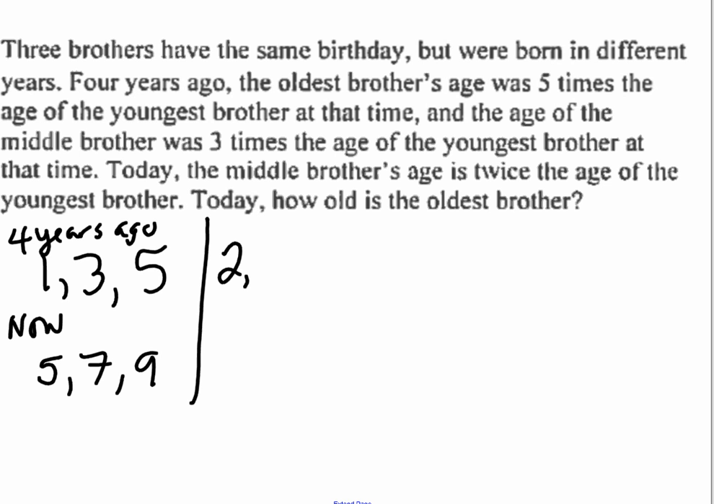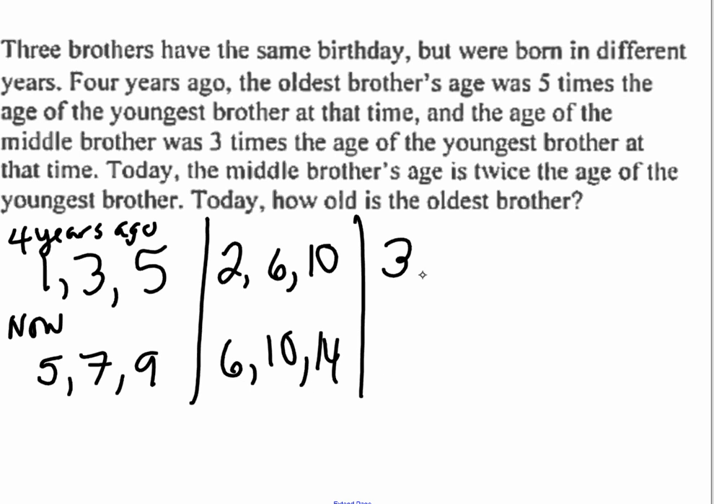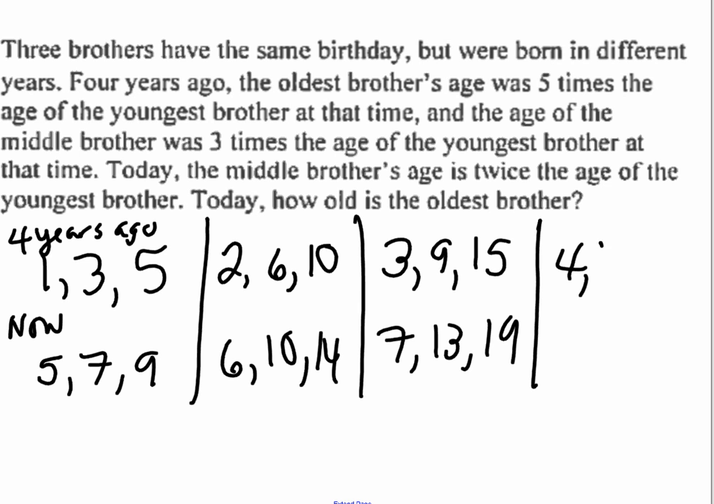Then we would get 3 times and 5 times. Again, let's add 4 to those numbers. And again, is the middle twice the youngest? The answer is no. So we could try 3. Again, we do times 3, we do times 5, we add 4, because now they're 4 years more. Is the middle twice? And the answer is no. We can keep going. We get 4, 12, and 20. We add 4.